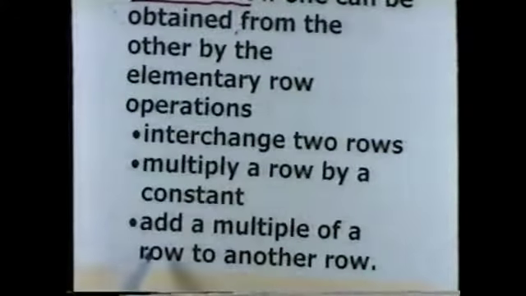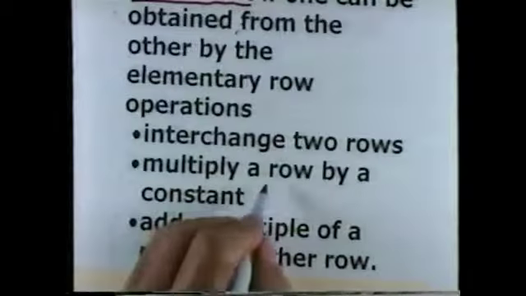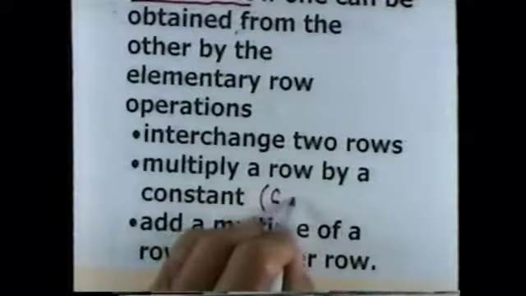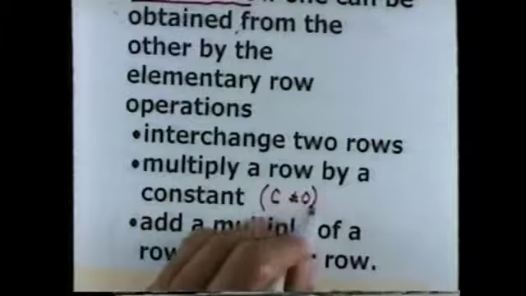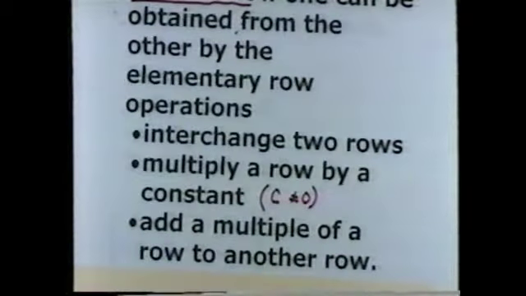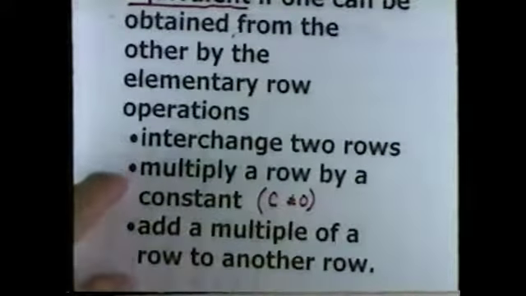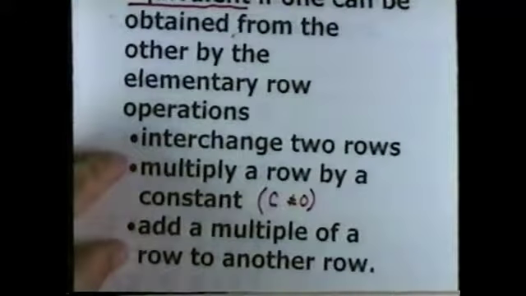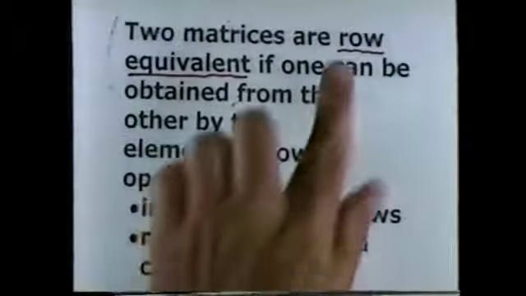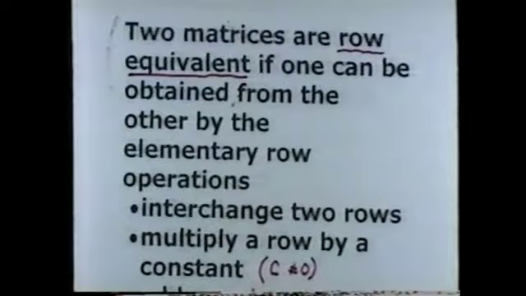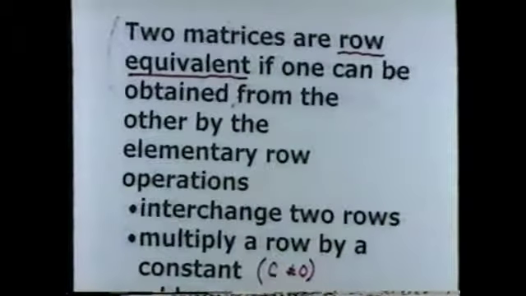So these three elementary row operations: interchange any two rows, multiply any row by a non-zero constant. So I'm going to put in here C cannot be 0, so your constant cannot be 0. You can add a multiple of a row to another row. So as long as you only use these three operations to transform the matrix, then the matrix that you end up with will be row equivalent to the matrix that you started with.